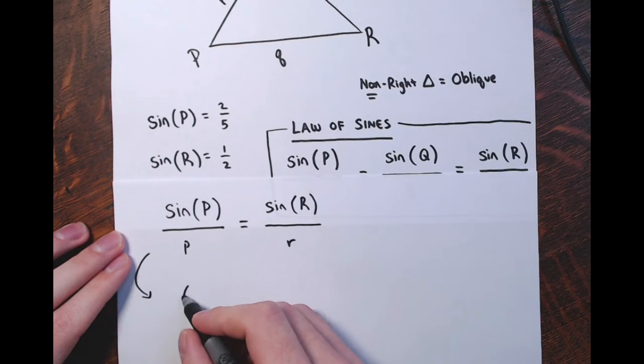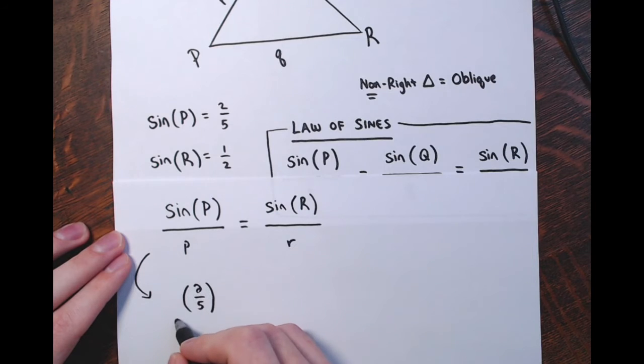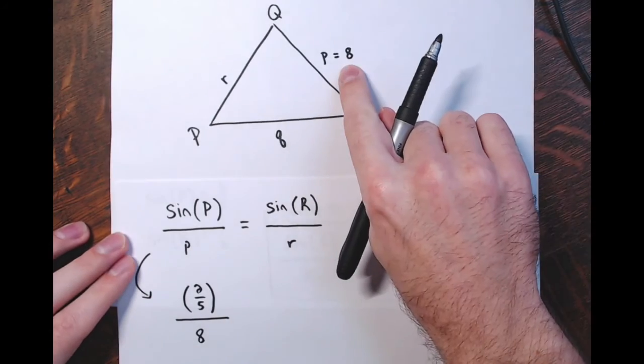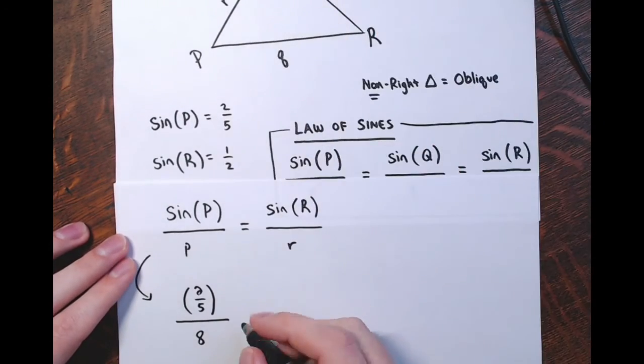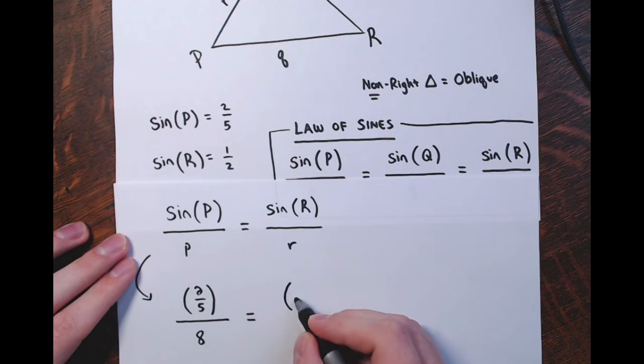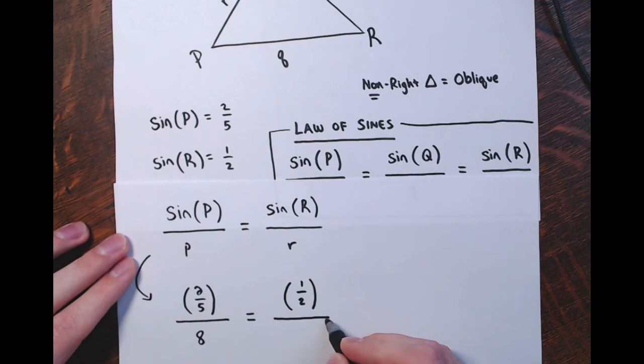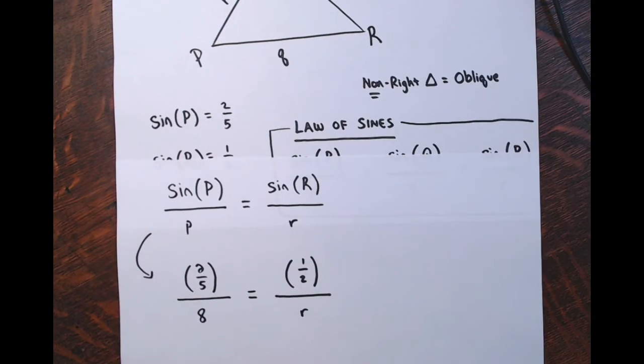So the sine of angle P, right? The sine of angle P was 2/5, we were told, divided by, and then length little p was 8. All right, that was given to us. The length of little p, the side little p, was 8. And this will be equal to the sine of R, which we're told was 1/2, divided by little r.